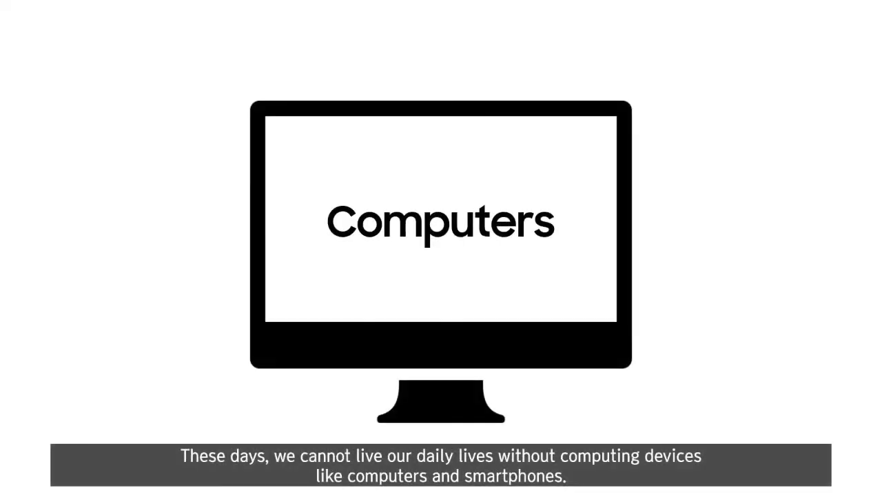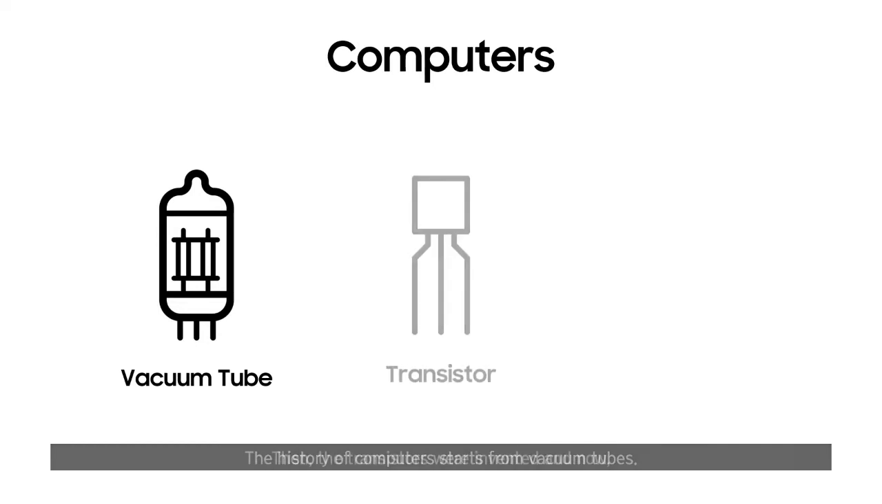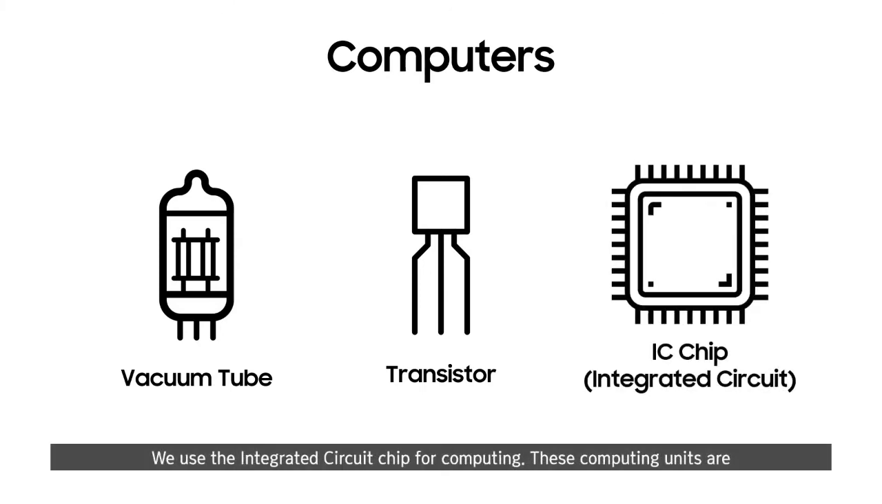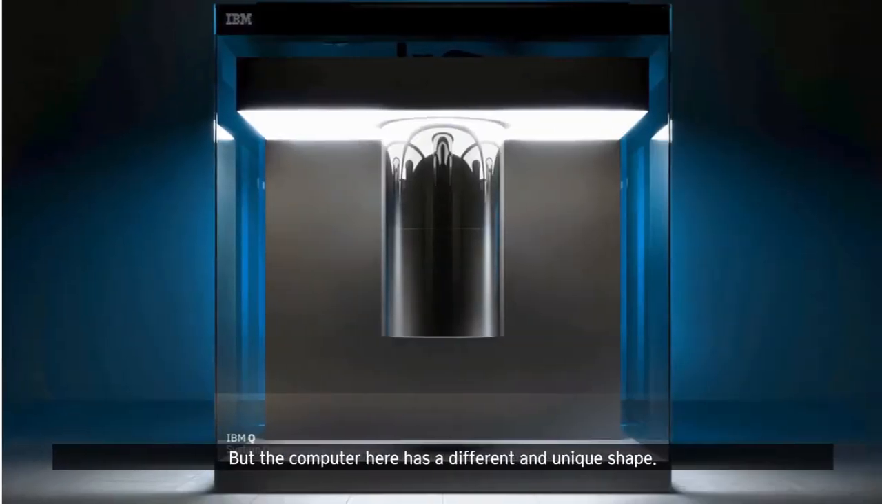These days, we cannot live our daily lives without computing devices like computers and smartphones. The history of computers starts from vacuum tubes. Then the transistors were invented, and now we use the integrated circuit chip for computing. These computing units are for the classical computers.